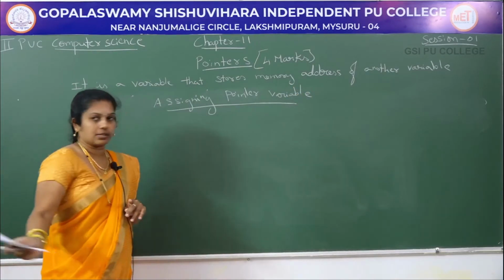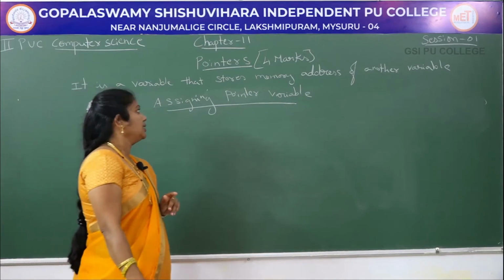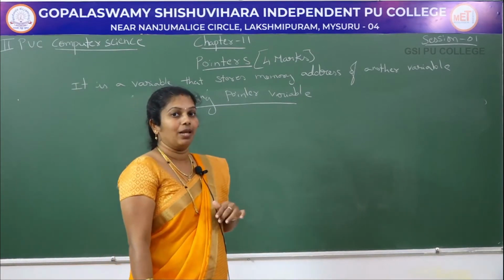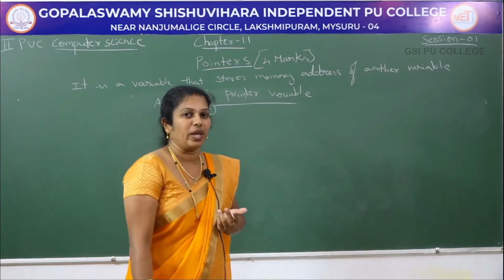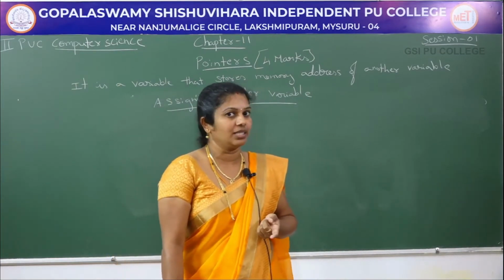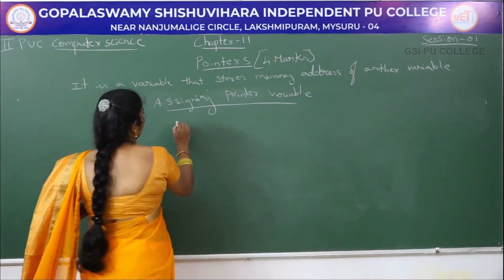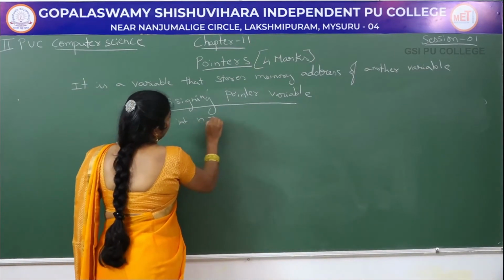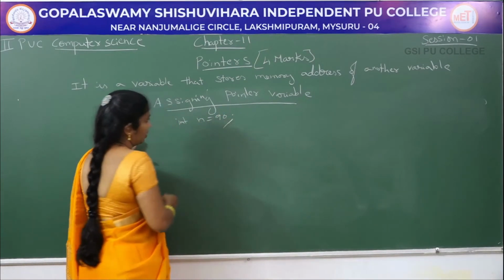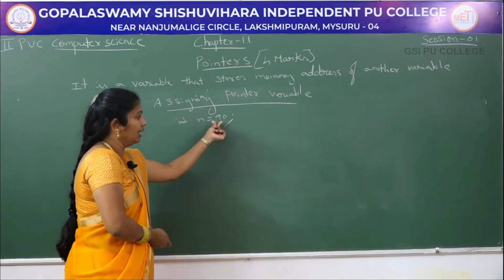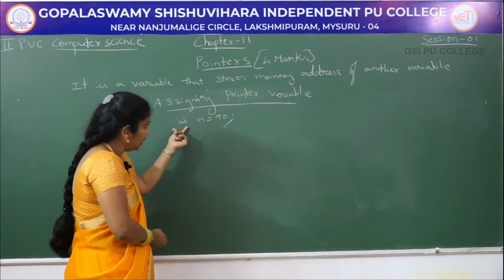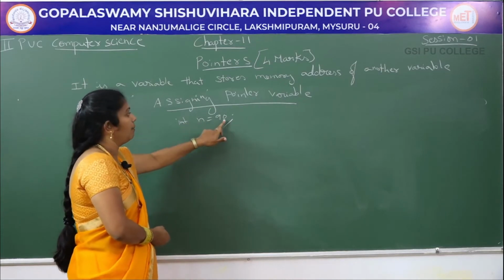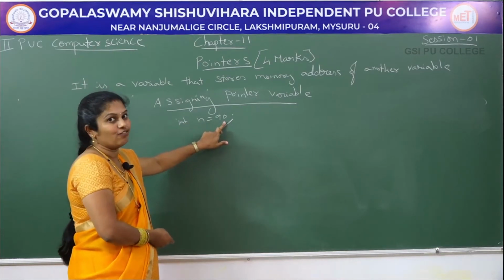For 1 mark, they may ask this question: assign a pointer variable. How to assign a pointer variable? Already I told you, a pointer is a variable, it stores the memory address of another variable. For example, I write int n equals 90. I am initializing n to 90, and n is declared as integer data type. With that, for that n variable I assigned 90 as the value.